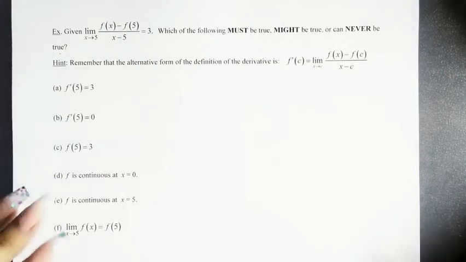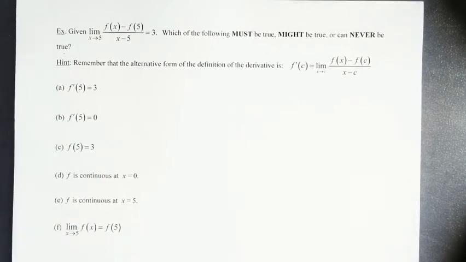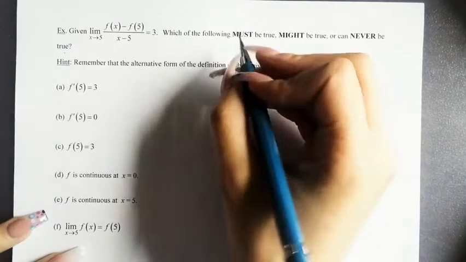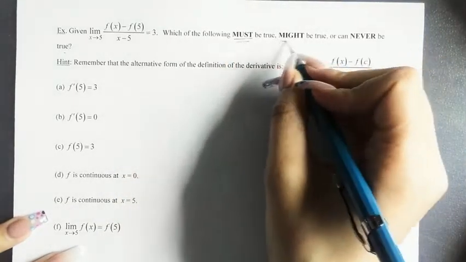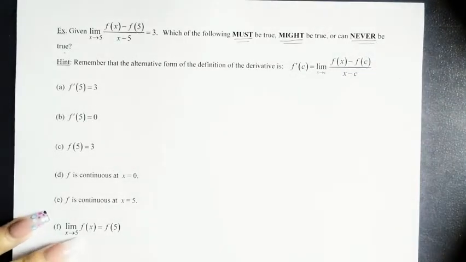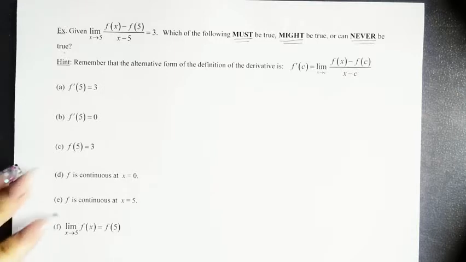So for this example, you have that given the limit when x approaches 5 of f of x minus f of 5 divided by x minus 5 is equal to 3, which of the following must be true, might be true, or can never be true? Remember that the alternative form of the definition of the derivative is f prime of c equals the limit as x approaches c of f of x minus f of c divided by x minus c.